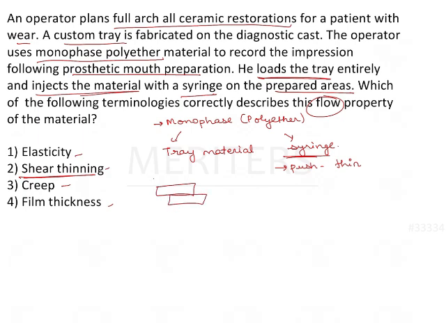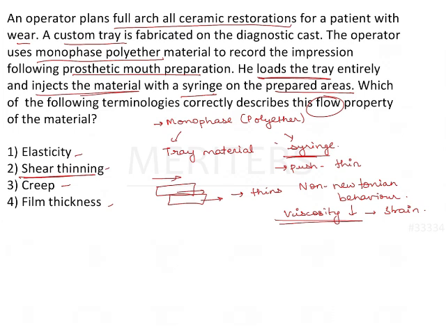Okay, so it flows in a lamellar way and it thins out. Now this property is a non-Newtonian behavior for your theoretical understanding, where the viscosity of the material reduces because of strain. So if you apply strain, the viscosity will reduce and it will flow better.